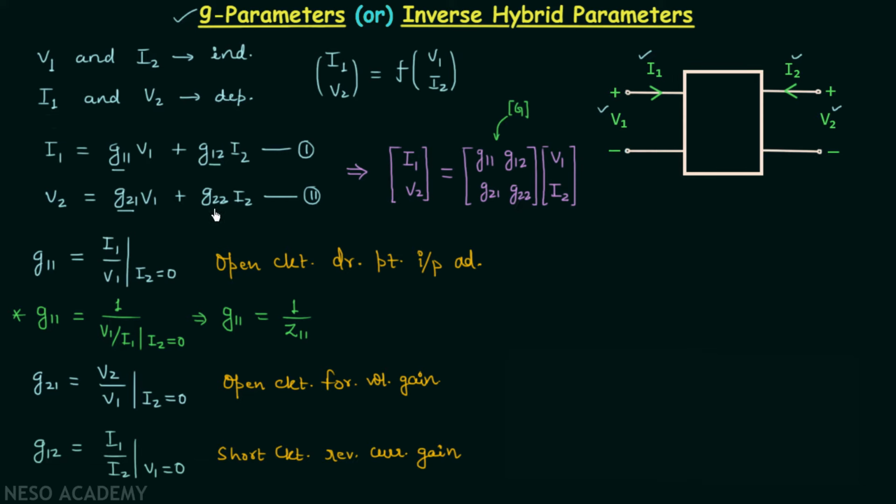Now let us find out the last G parameter, which is G22. We can have parameter G22 from equation number 2 when V1 is equal to 0. So parameter G22 will be equal to V2 divided by I2, voltage V2 divided by current I2, and the condition is V1 must be equal to 0, and we call parameter G22 short circuit driving point output impedance.